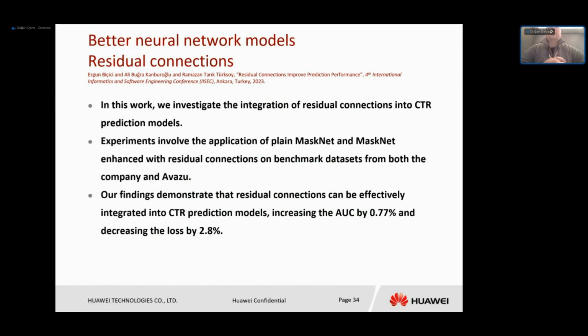Another technique is residual connections, and we investigate the integration of residual connections into CTR predictions. I will talk about residual connections in the next slide. And we experiment with MassNet and MassNet enhanced with residual connections. It's a connection in neural networks that improves the performance of deep neural networks. And this way we achieve improvements that reach 0.77% in AUC and 2.8% in loss.